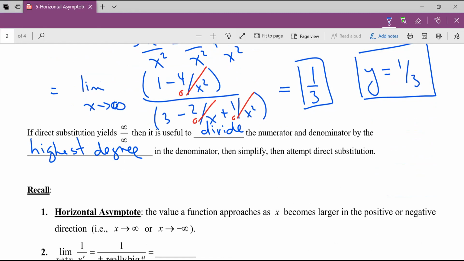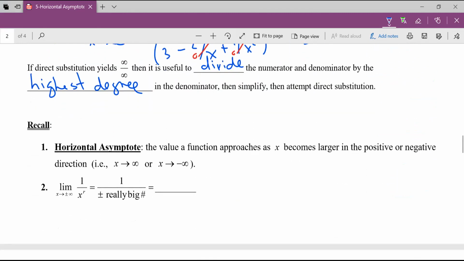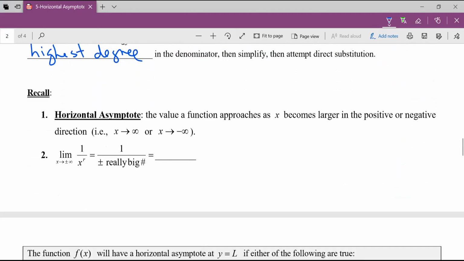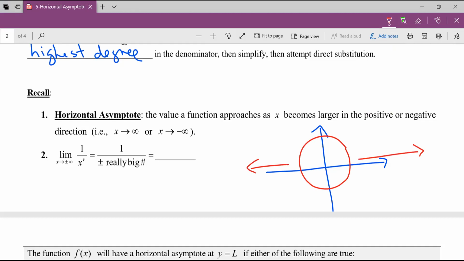Okay, so here's something really important, friends. A horizontal asymptote is what happens as x becomes larger in the positive or negative direction. What I mean by that is a horizontal asymptote doesn't occur around the origin, or doesn't have to occur around the origin. A horizontal asymptote is what happens as we go and get really big in either direction. And then what I need you to remember is when we divide 1 by a really, really, really big or small number, that's going to give us 0.